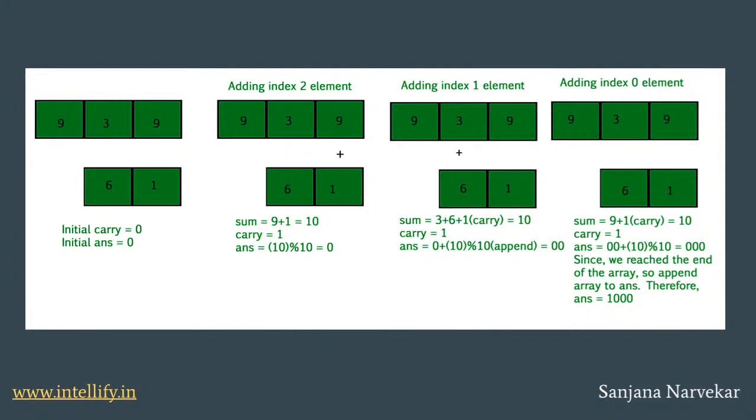Now since we reach the end of the array, we append the carry to the answer. Okay, so append the carry to the answer, therefore the answer will be 1000. If you add this we get 1000. Now you can see here it is 10 mod 10, which is 0. For the first answer digit we get 10 mod 10, that is 0. Then again I append 10 mod 10, and with the 0 of the answer, I get two zeros.